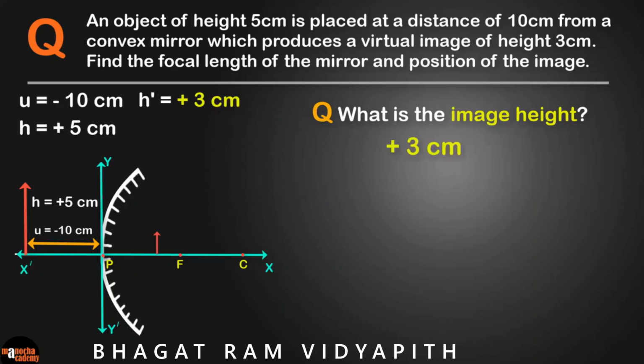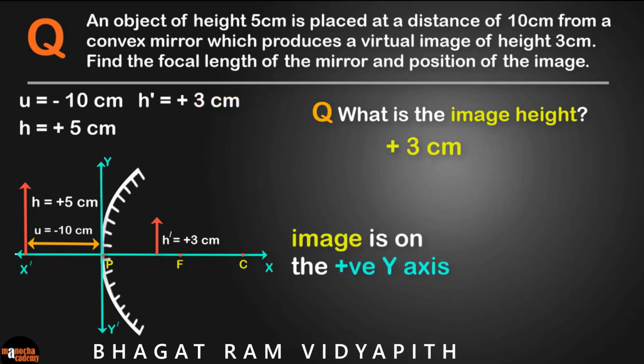That's right, h dash equals plus 3 centimeters. Remember, a virtual image is always upright. It is erect. The upright image is along the positive y-axis. So the image height will be positive.